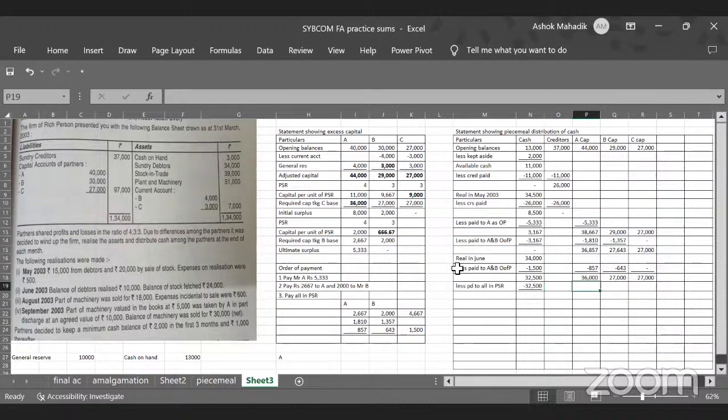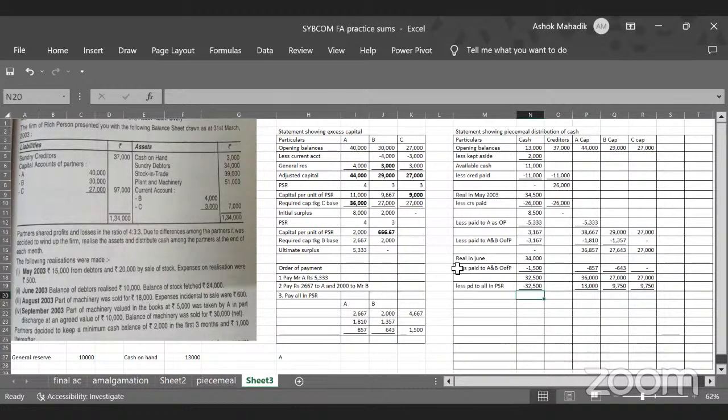Okay. So PSR is 4:3:3. So first I'll give to Mr. A. How much? 32,500 into 4 divided by 10. Okay, 13,000. Same for B, 433. So I'll do it for B now. 32,500 into 3 divided by 10. And same for Mr. C. Clear? I hope this is clear, students.